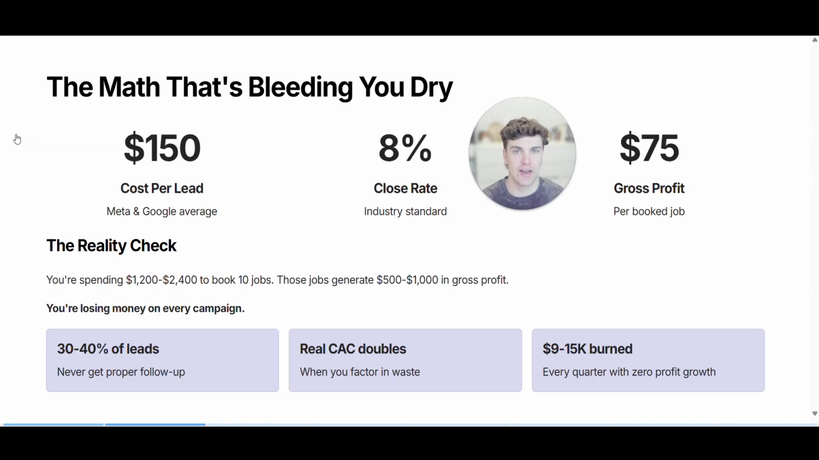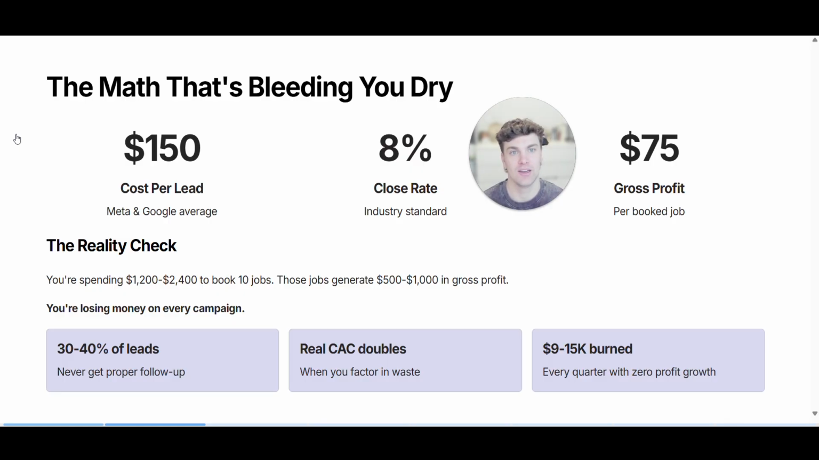So these are the numbers on Meta and Google averages right now. It's about $150 cost per lead. In the home services industry, we see this between 70 and 80 if you're running it by yourself. If you're running it with an agency, your lead costs are 50 to 20 bucks. So that's kind of the pricing difference we see there.